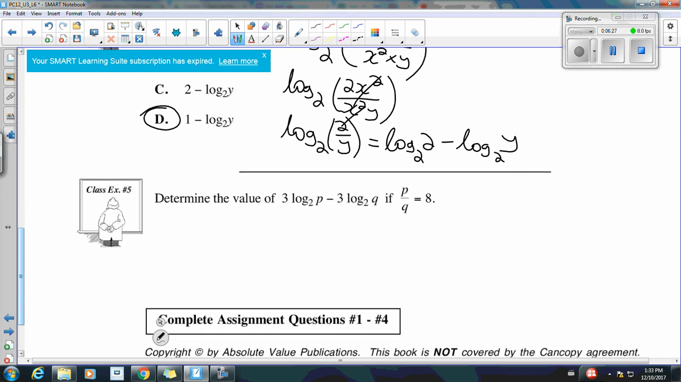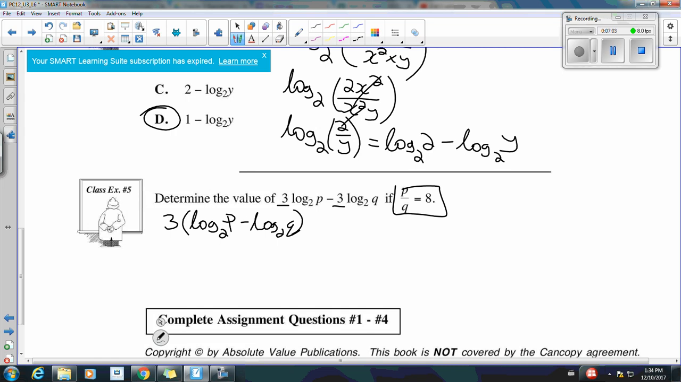Determine the value of 3 log base 2 of p minus 3 log base 2 of q if p over q equals 8. So this is another quite common question. They give you something which seems unrelated, and you have to get to something similar to that expression. So the first thing, before we do anything, we need to deal with those numbers out front. So in this case, since they're both 3's, I can factor it out. That gives me log base 2 of p minus log base 2 of q.